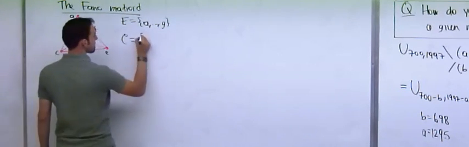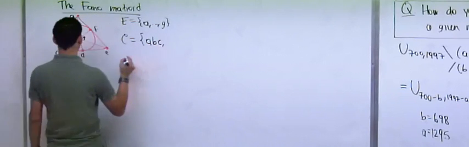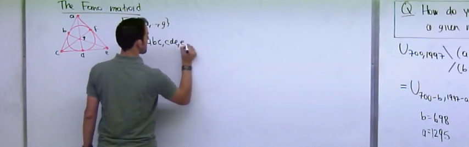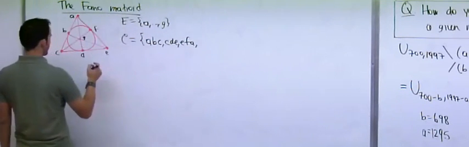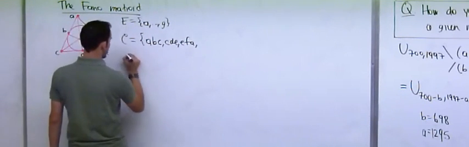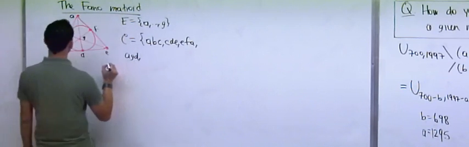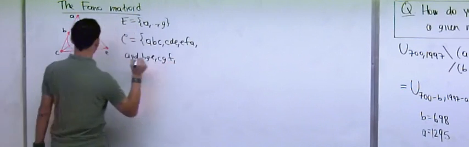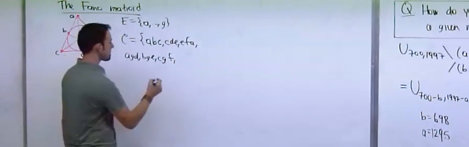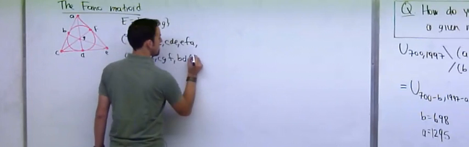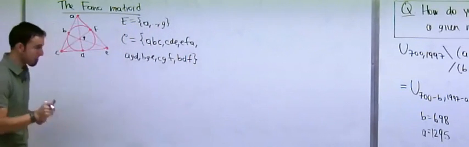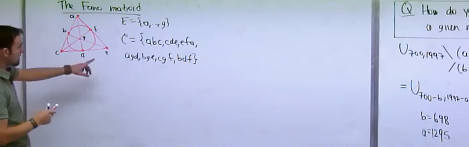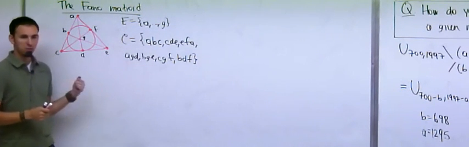So A, B, C, C, D, E, E, F, A. Then these diagonal things, A, G, D, B, G, E, C, G, F, and then the circle, B, D. Okay. So is it clear how I'm getting these circuits from this picture?